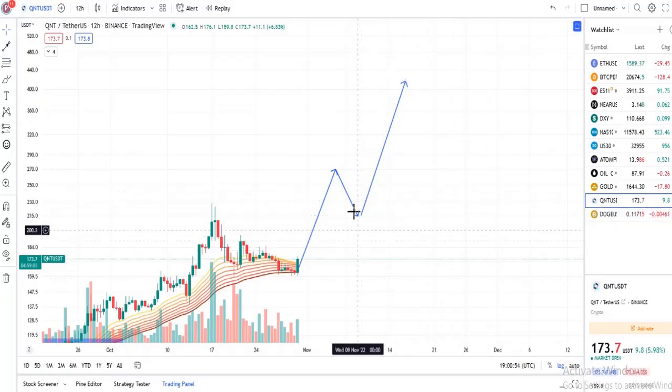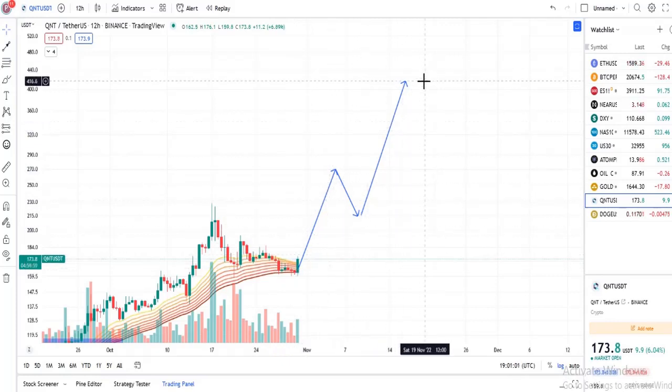This is the best time to get and accumulate more Quant for the upcoming run. We're expecting a huge run for the price of Quant, and probably we should see Quant around the $500 mark in a few weeks to come.